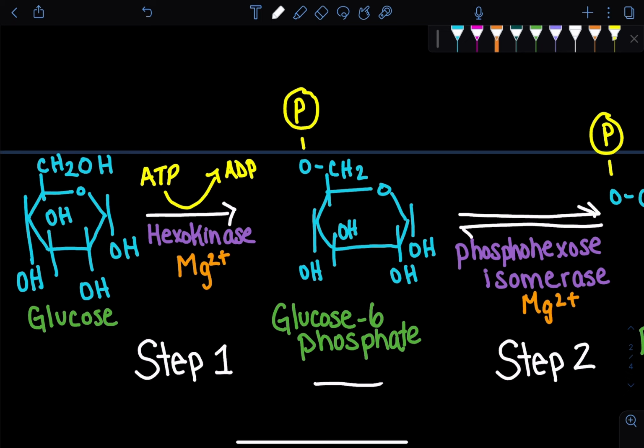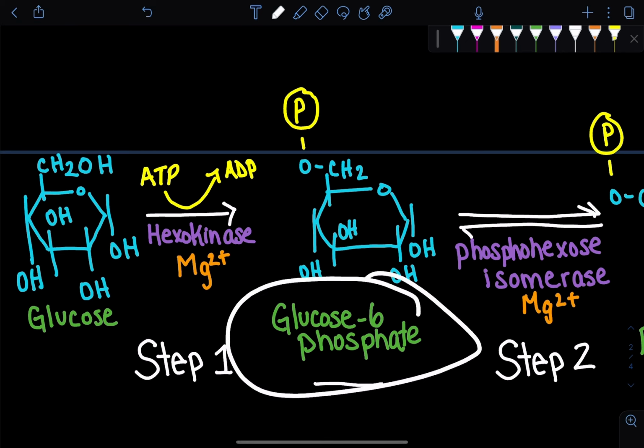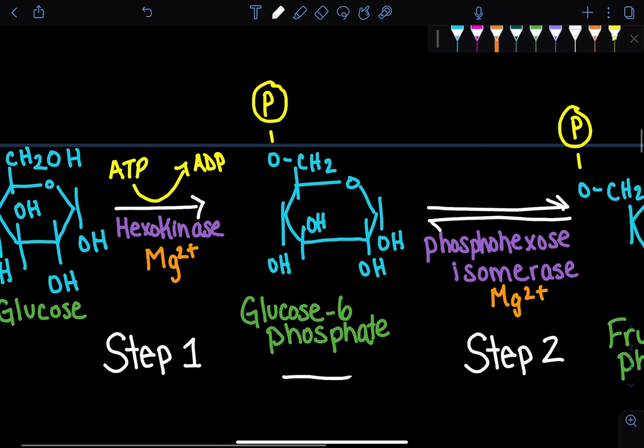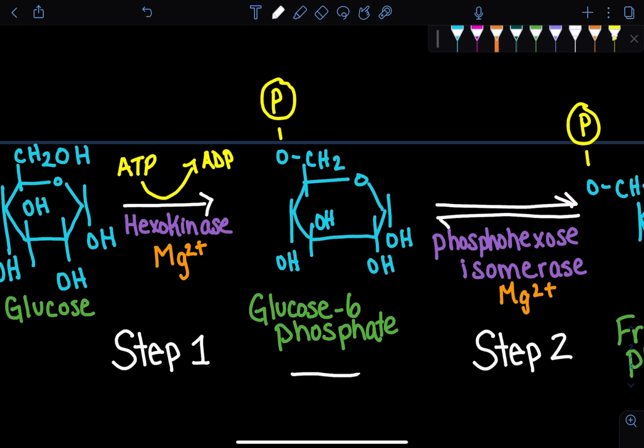So we use ATP, we hydrolyze the terminal phosphate on ATP, and we add it onto the 6th carbon of glucose. And as a result, we get glucose 6-phosphate. Now, glucose 6-phosphate is still a 6-carbon sugar, but there's a phosphorylation on carbon number 6.